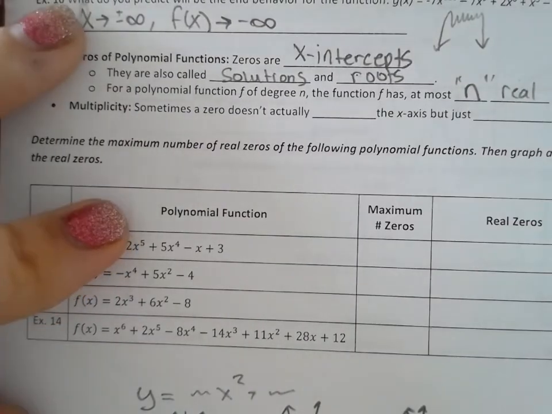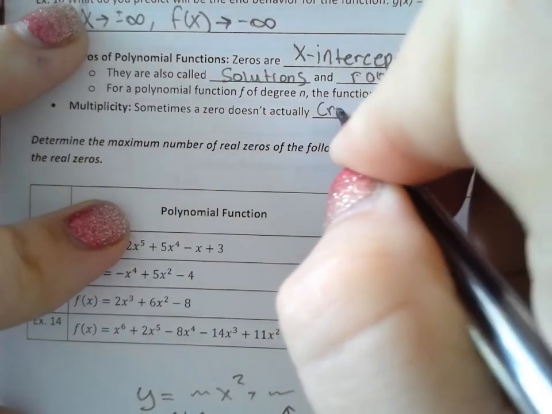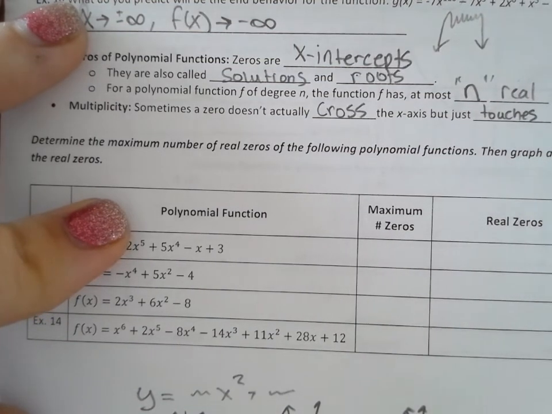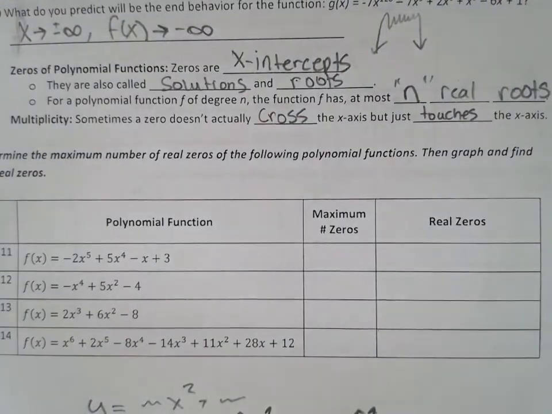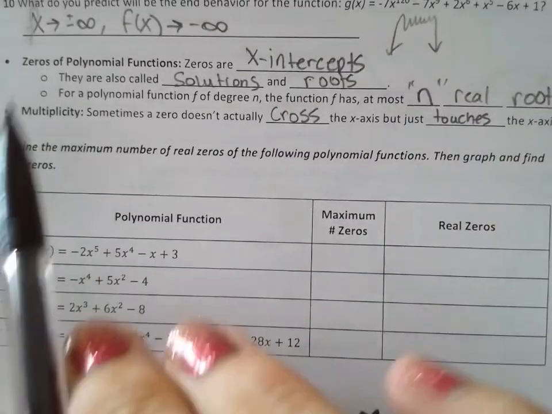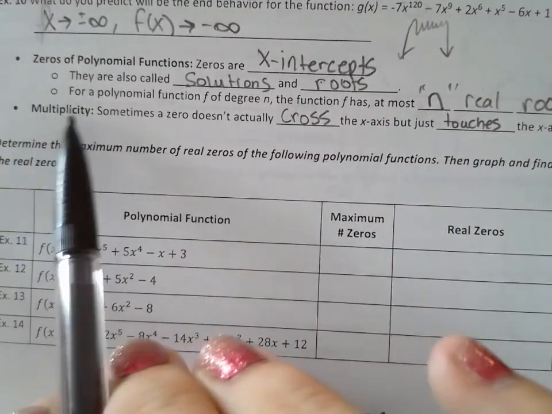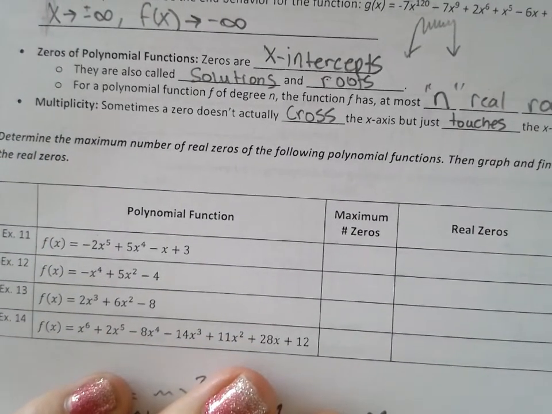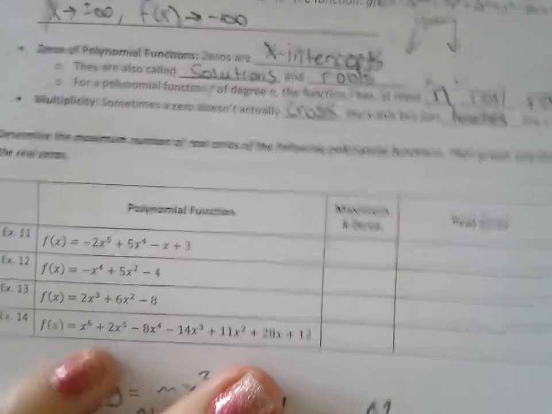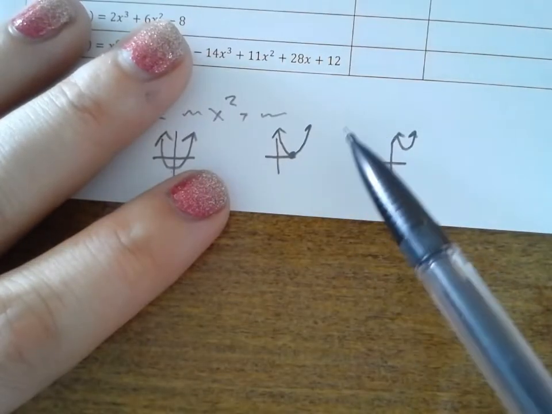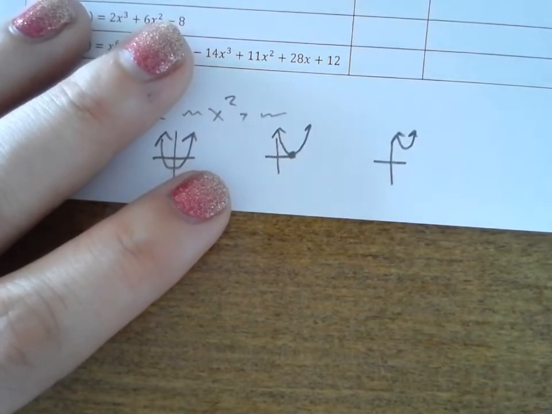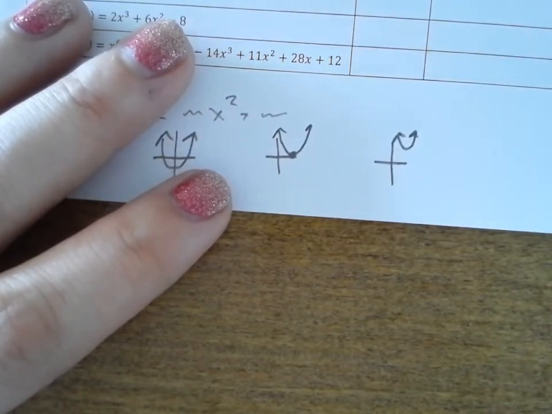So sometimes a zero doesn't actually cross the x-axis, but just touches it. That's what I was saying down here. And that's what we call a root of multiplicity. Do you remember hearing that in the past? No. Okay. Great. When it just bounces off the x-axis, that almost kind of counts as 2 roots. It eats up some of your other places that you're going to touch the x-axis.